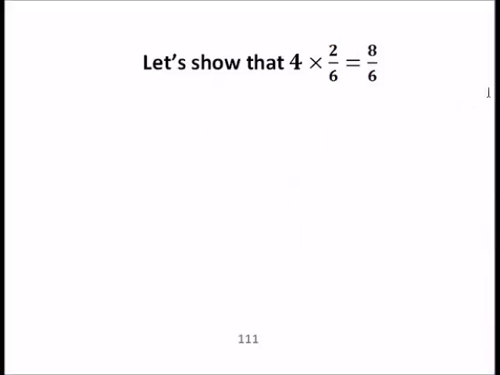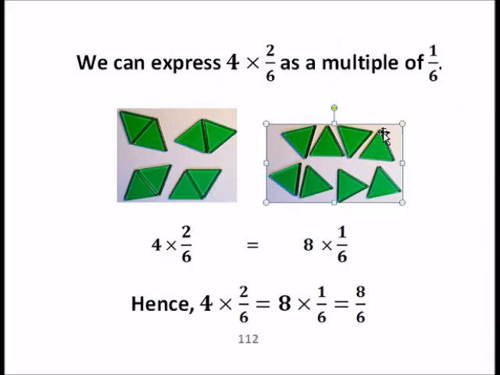So let's show that 4 times 2/6 is 8/6. Now, when you and I were in school, we were given a rule for this without any kind of explanation as far as I can recall now. But notice how easy it is to justify this. Here we have 4 sets of 2/6, and we easily see that that's the same as 8 sets of 1/6. So 4 times 2/6 is the same as 8 times 1/6, which by definition is 8/6.